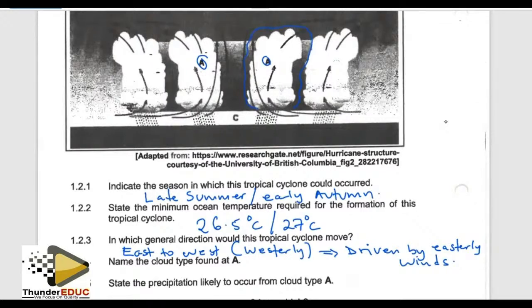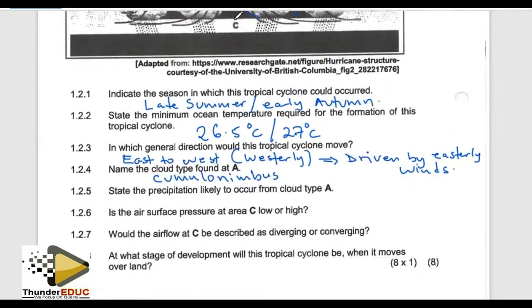We know clouds are categorized into different types. We have the cirrus, we have the nimbus, and all that. However, the huge and tall clouds are referred to as the cumulonimbus clouds. Cumulonimbus.